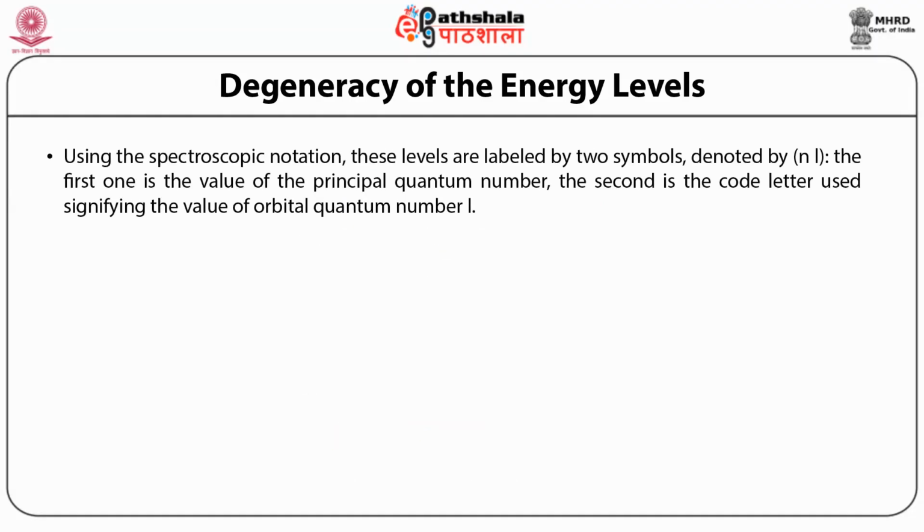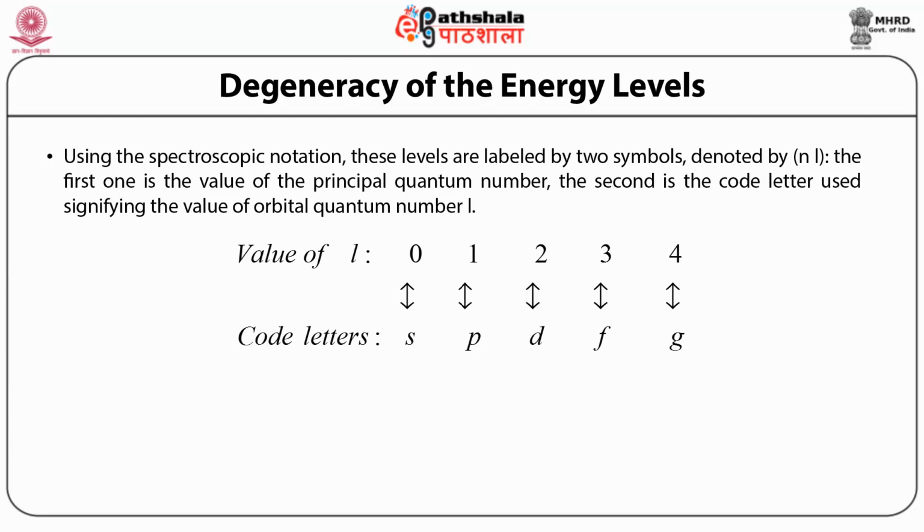Now using the spectroscopic notation, these levels are labeled by two symbols denoted by nL. The first one is the value of the principal quantum number, the second is the code letter signifying the value of orbital quantum number L. So if we have a value of L equal to 0, then the code is s, L as 1 it is p, 2 then it is d, 3 then it is f, if it is 4 then it is g.